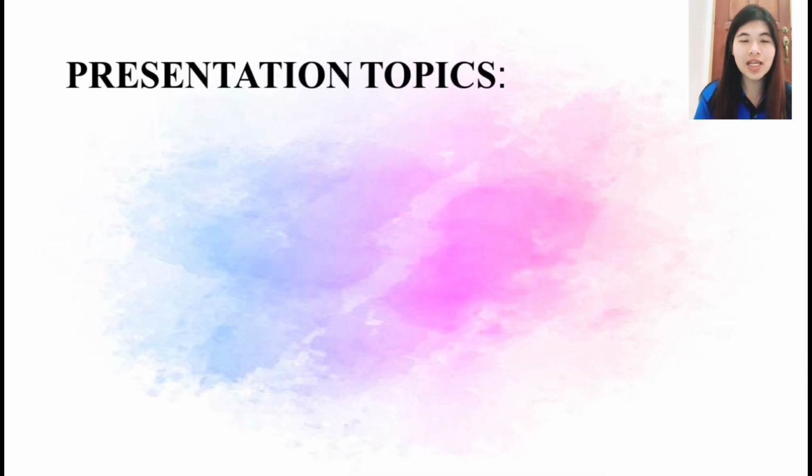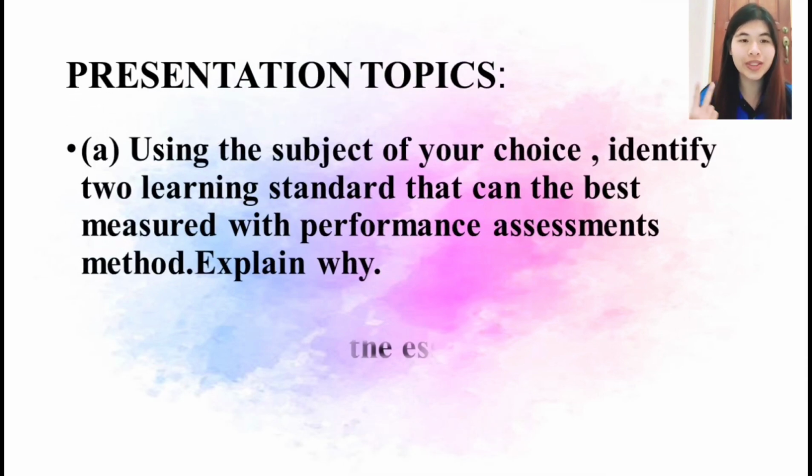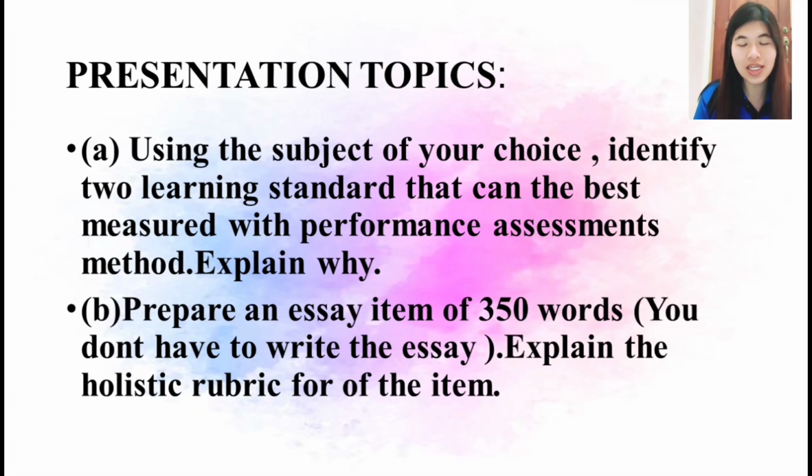Today, our group presentation topic has two tasks. The first task is, using the subject of your choice, identify two learning standards that can be best measured with the performance assessment method, and explain why. Task 2 is to prepare an essay item of 350 words. You don't have to write the essay. Explain the holistic rubric for the item.